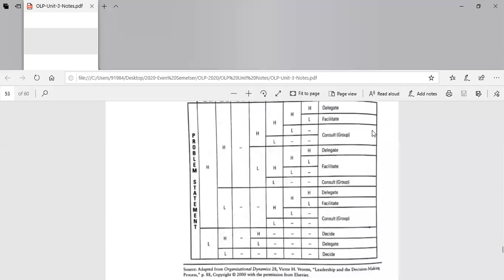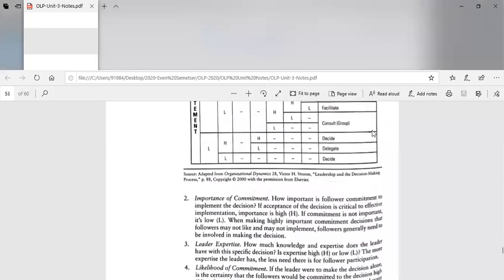Second, there is the importance of commitment. Again, how important is follower commitment to the implementation of the decision? So how the follower has to work, whether their commitment in their work is important for the decision. If acceptance of the decision is critical to effective implementation, importance is high. If the commitment is not important, then it can be marked as L. That is how H and L have been mentioned based on the leadership style. So that is the second.